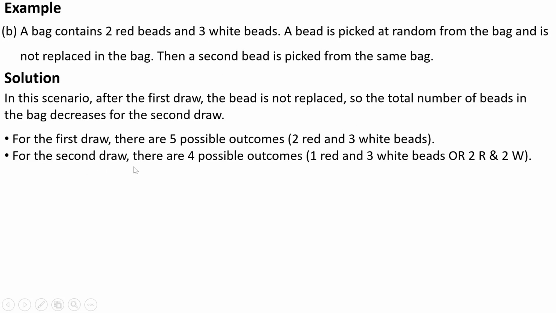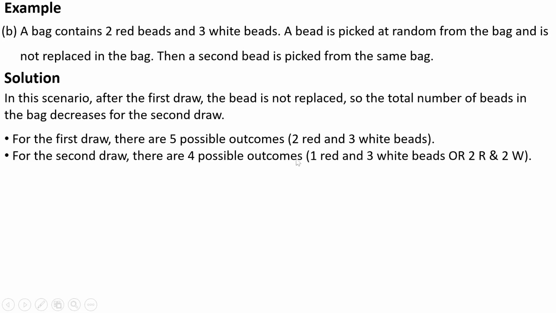Now for the second draw, there are 4 possible outcomes, which can be either 1 red and 3 white beads or 2 red and 2 white beads. Why? Because when the first bead was picked, it was not replaced. So we can assume that that bead can be a red bead. So if it is a red bead, then the total number of red beads would have reduced. Then also the possible outcomes would reduce to 4.